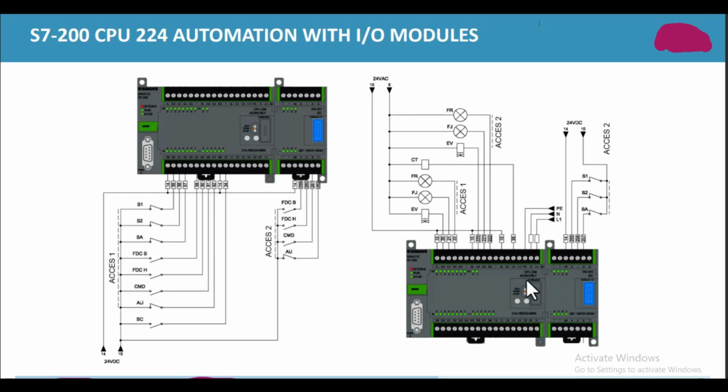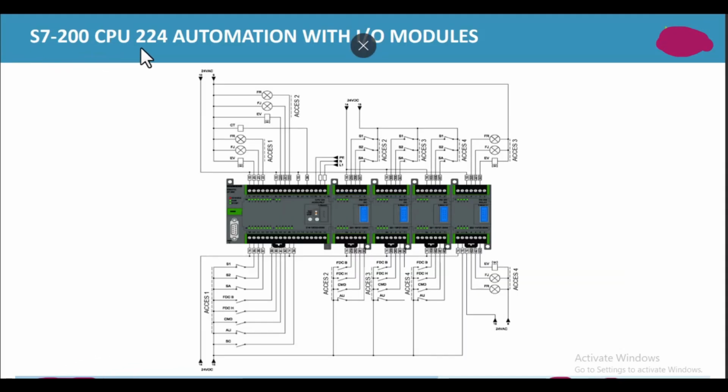This is again an output side of the PLC. These are the outputs, and this is the output extension module. These outputs are taken from the CPU, and these outputs are taken from the output expansion module. Similarly, these inputs are taken from the input side of the CPU, and these inputs are taken from the input expansion module. S7-200 CPU 224 automation with input output modules.